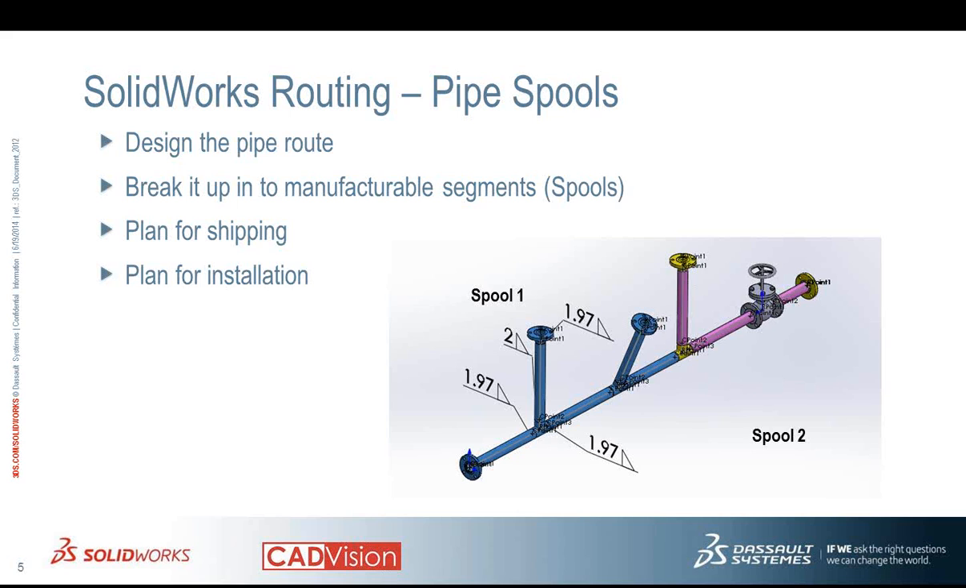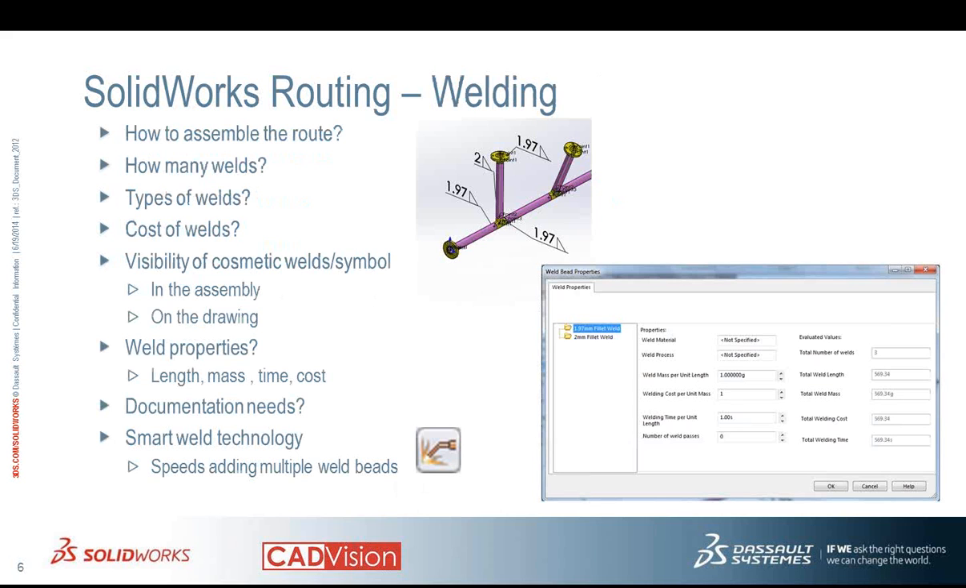So we're going to look into how we design the pipe routes. We're going to separate it into two, the first spool and the second spool. This is to be broken out into manufacturable segments, so that you can plan it for shipping or for installation. A huge pipe might have a lot of segments, so separating it into spools would be a good idea.